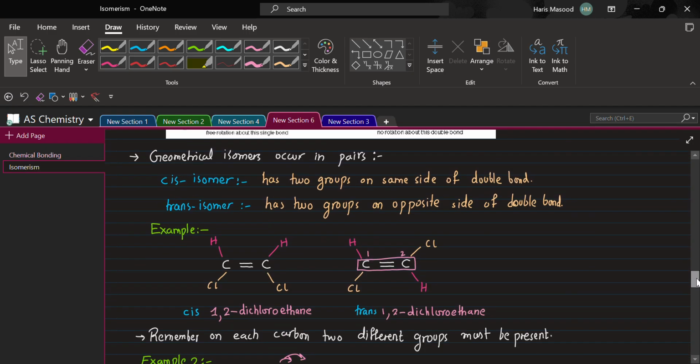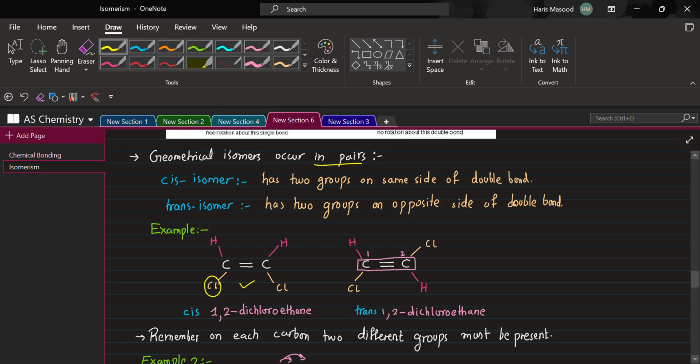Now, what is geometrical isomerism? Geometrical isomers occur in pairs, which means you have two isomers of one compound. You have a cis isomer and a trans isomer. What is cis? Cis isomer has two groups on the same side of the double bond. You can see the first example, this one.